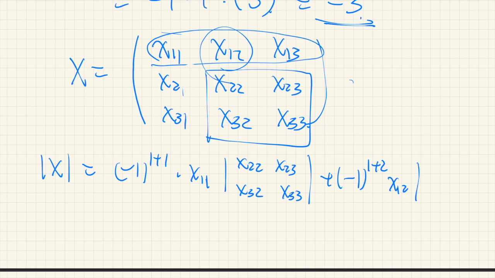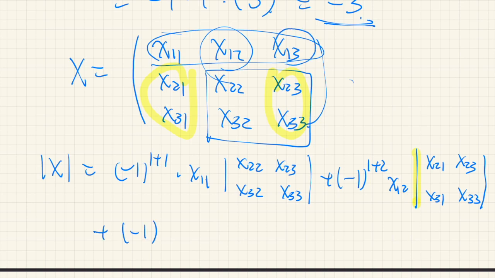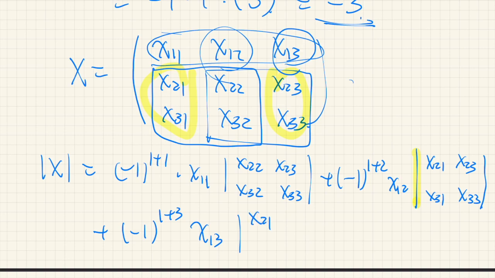And the remaining part is this and this. So the determinant is x21, x23, x31, and x33. And the next one, let's pick this one. That's the 1,3 element. And the remaining matrix, the smaller one, is this one: x21, x22, x31, x32.